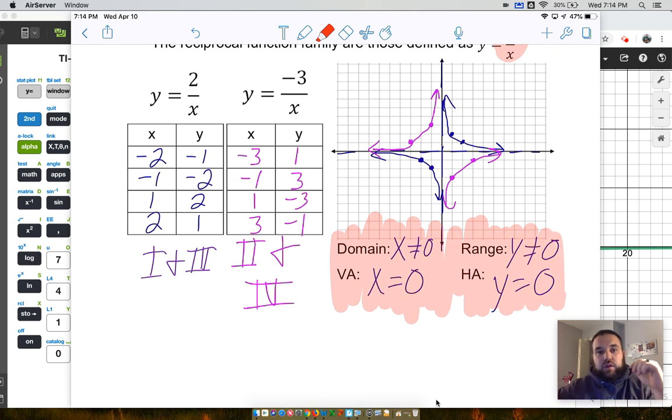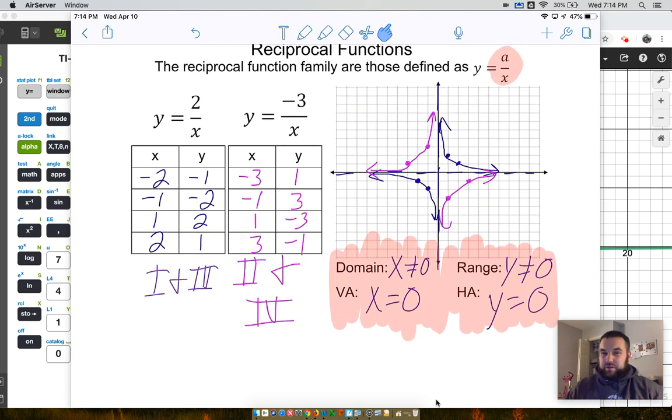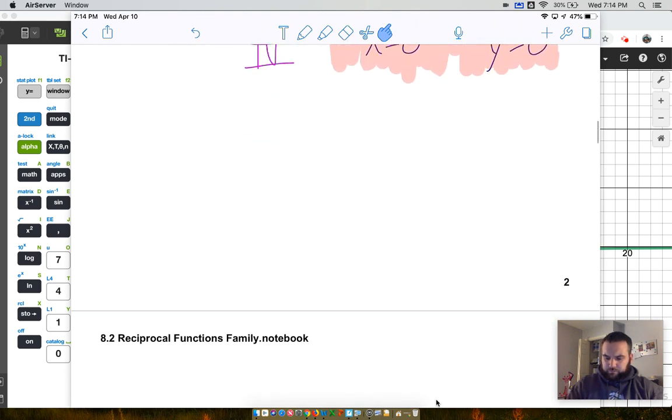What's interesting though, and we're going to highlight on the next slide, is this is true for everything. Every reciprocal function, if you replace the 2 or the -3 with any number, that's going to be your domain and range, which is nice because domain and range can be difficult to determine sometimes, but these are the exact same always. All that matters is which quadrants we're in.